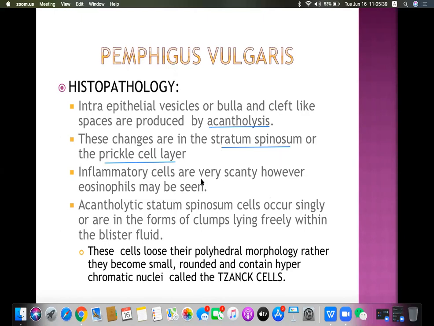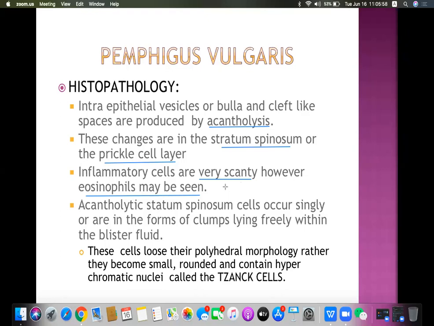The inflammatory cells are very scanty. However, some eosinophils can be seen. Eosinophils are a part of autoimmune disease. In any autoimmune disease, there is presence of eosinophils. Not that high an amount, but some eosinophils are definitely there, and this is not an exception.